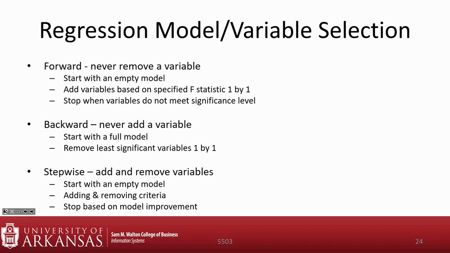One of them is called the forward selection model. We start with no variables in our model, and we add variables as we go along. We start with an empty model and add variables based on the specified F statistic, one by one. Basically we're looking for what has the lowest p-value out of all possible, and that goes into our model. And then we do it again.